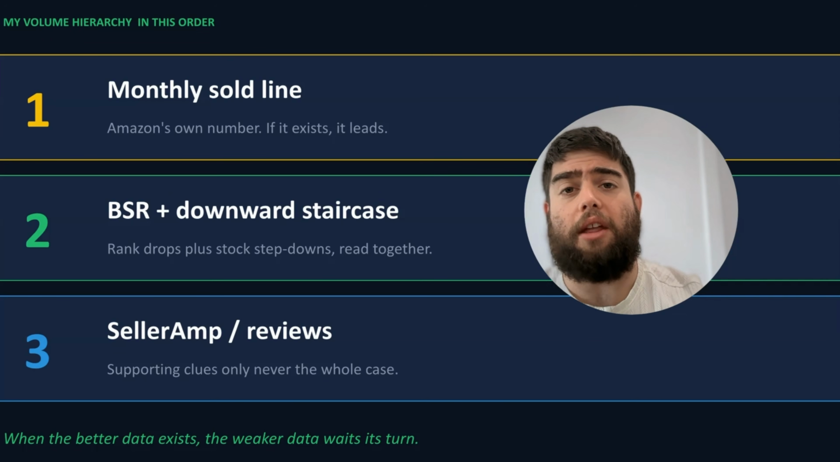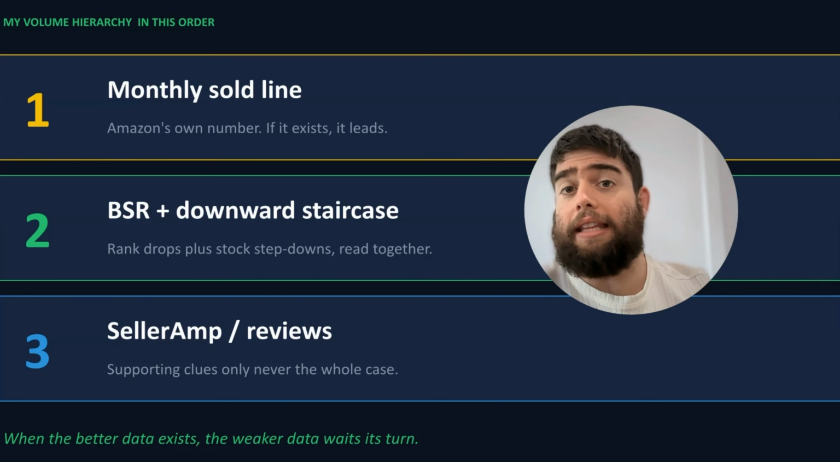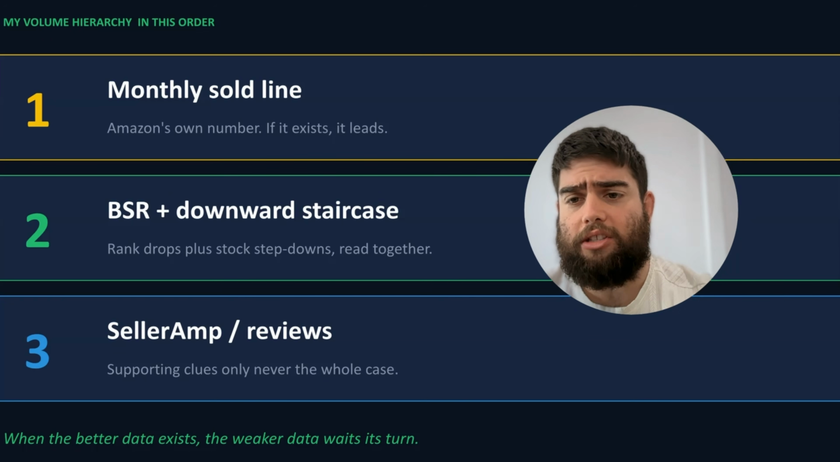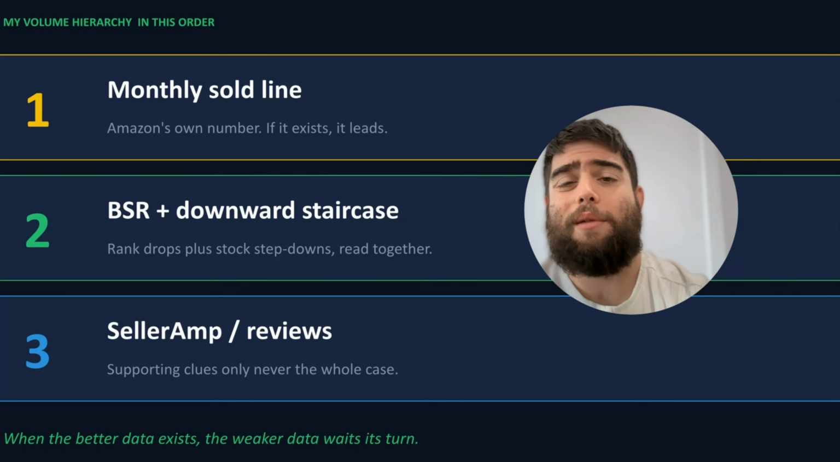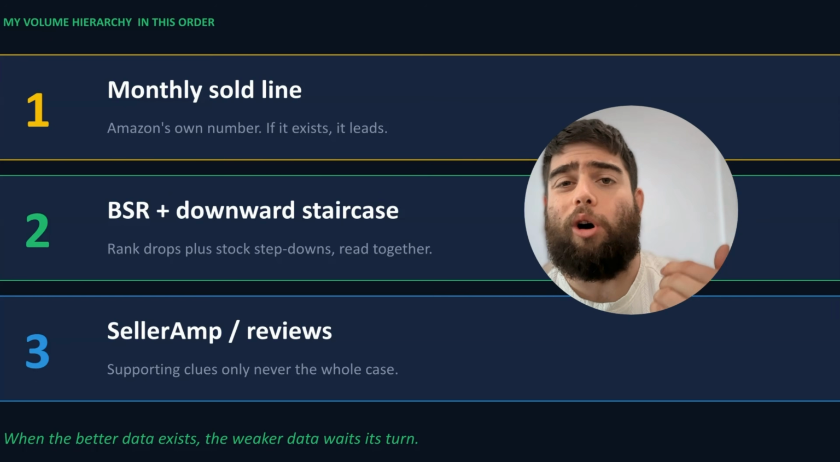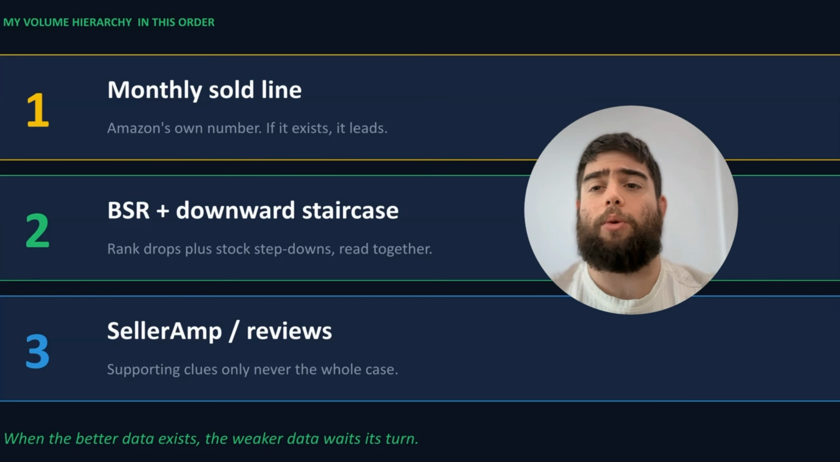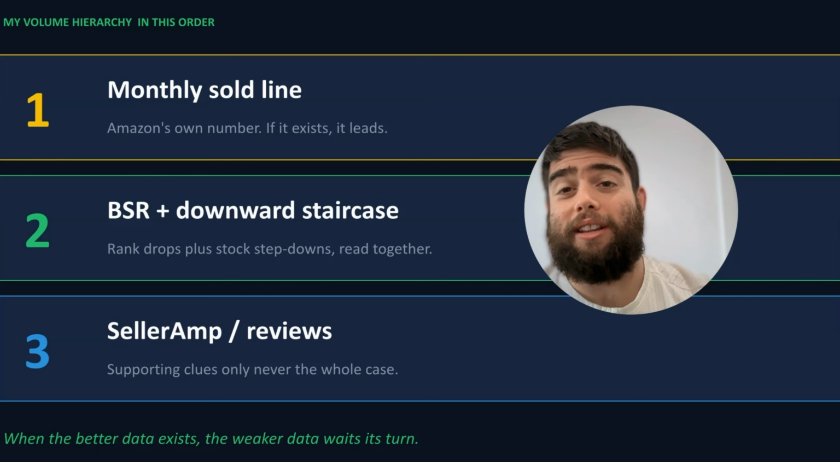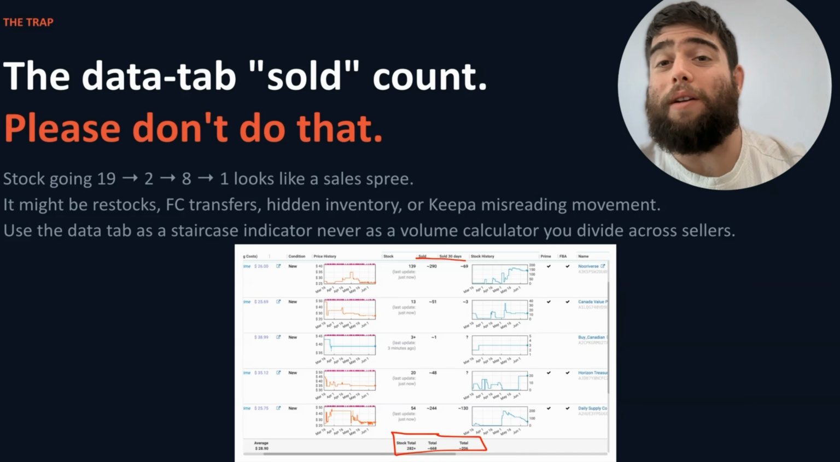Certainly, it could be that there's no monthly sold line and that there's just straight up, the yellow line's not there. So then, I will love to use the BSR or the downward staircase. But last but not least, I'll use Seller Amp's estimator and or how many reviews are on a listing. But that really is number three if you can't find any monthly sold line or that there's no downward staircase on a listing.